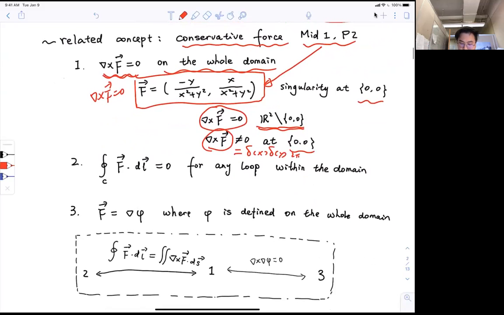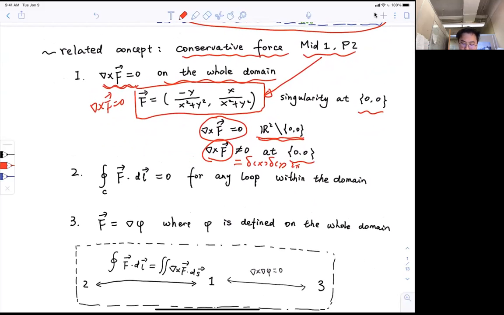And the second way to determine whether it's a conservative force or not is by looking at the loop integral. If we can find a loop along which this integral of F dot dl is non-zero, then it's not a conservative force. Remember, for this force, there's a loop. As long as this loop encloses this 0, 0 point, then the result is 2 pi, I think, or minus 2 pi, depending on the direction of this loop. It's non-zero, meaning that indeed this F is not a conservative force.